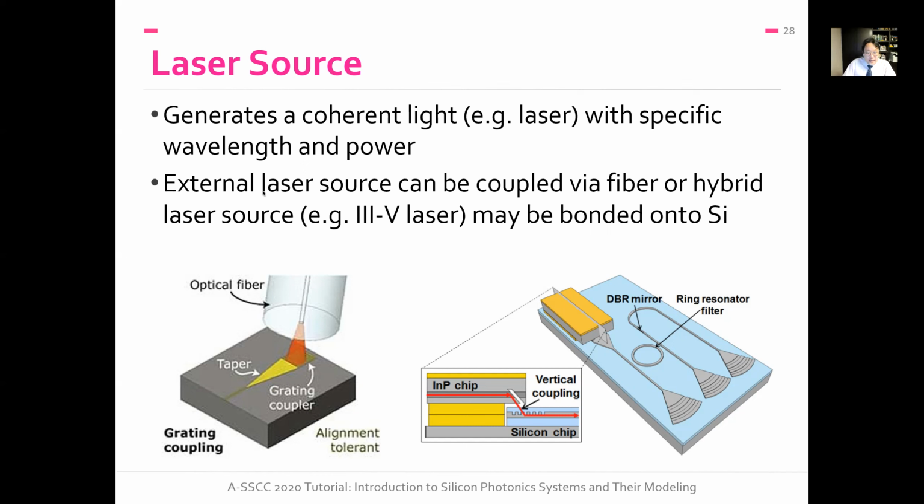In a silicon photonics system, sometimes these laser sources are external. They're generated using more traditional methods, and they're coupled onto the silicon photonics chip through a fiber. Or sometimes you may bond these hybrid laser sources onto the silicon substrate.